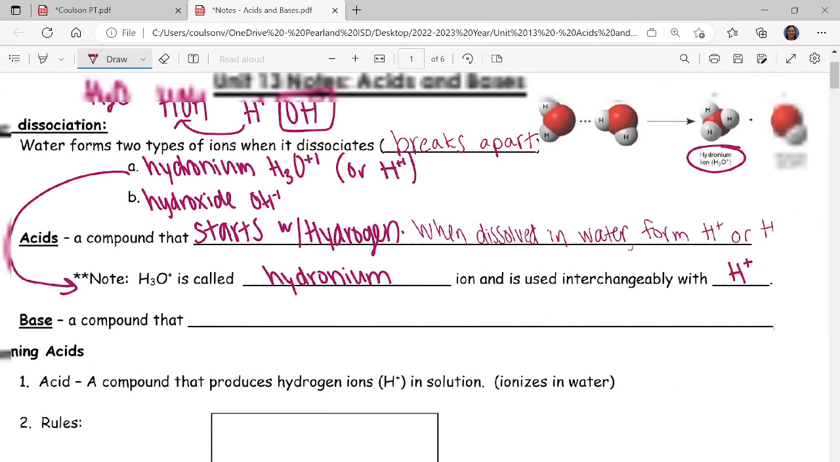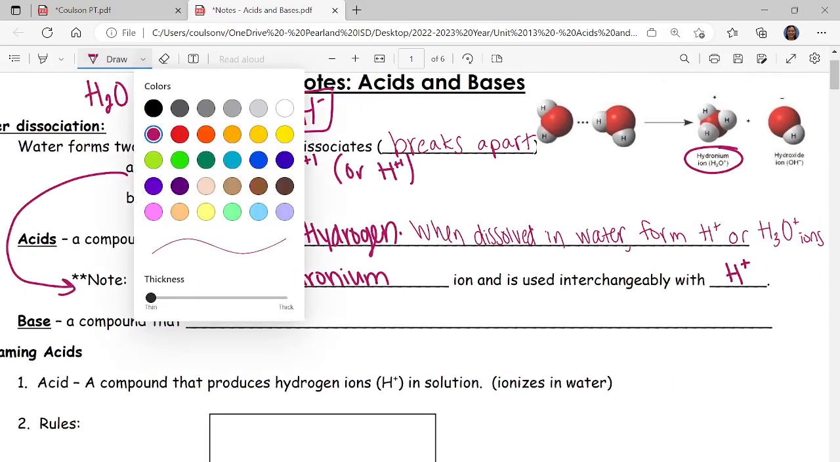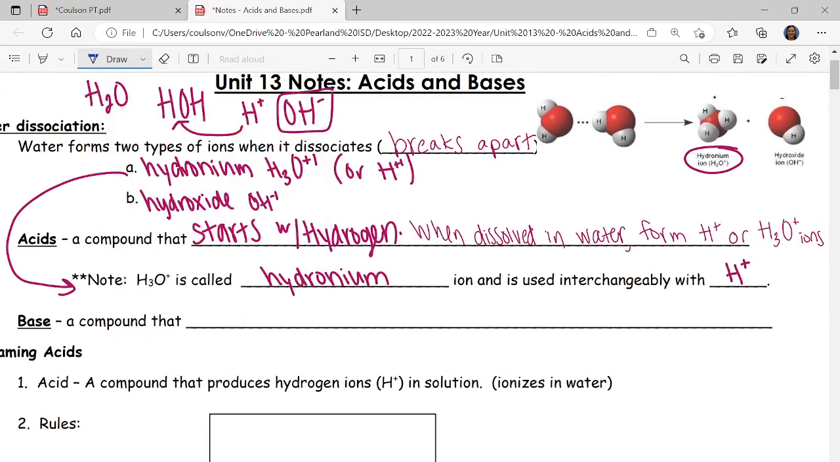And then a base is going to be defined a little bit similarly. I'm going to change the color to blue. I tend to use red for acids, blue for bases, and we'll see why when we get to the indicators page, but it doesn't really matter. A base is a compound that ends with OH. Actually, just for the sake of being consistent, I'm going to say ends with hydroxide, but that, in parentheses, is OH minus 1.